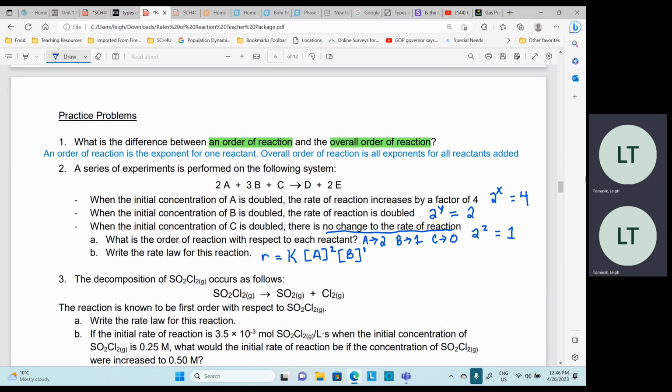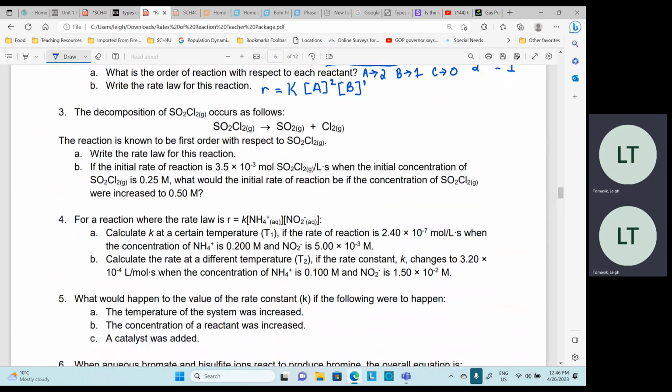The decomposition of SO2Cl2 occurs as follows. SO2Cl2. Ooh, how do I name that one? So anyway, there's one reactant and there are two products. The reaction is known to be first order with respect to SO2Cl2. Write the rate law for this reaction.